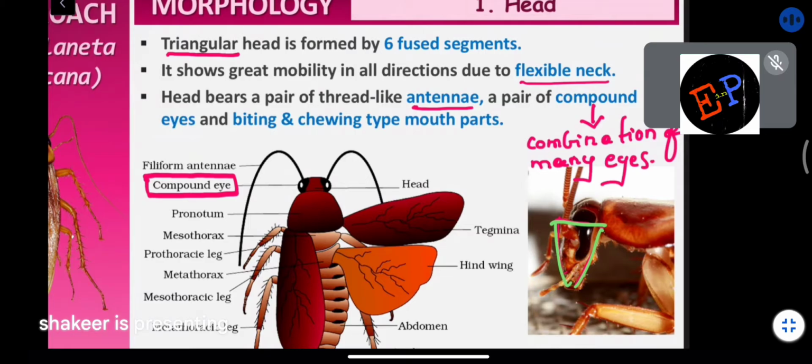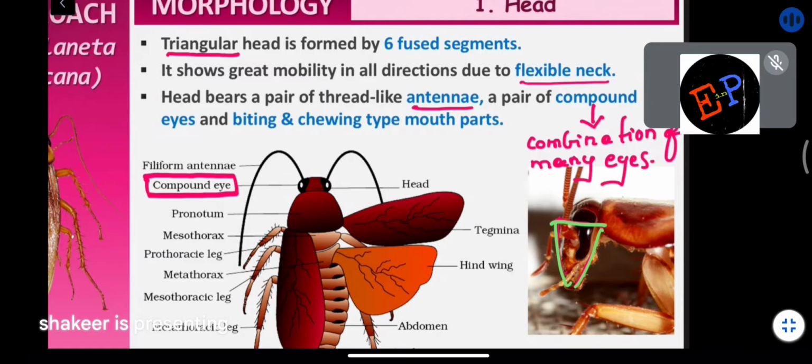Compound eyes means what? It is a combination of nearly 2000 very small eyes. In human eyes, we have only a single eye. We have a single iris, a single set of ciliary muscles, a single lens. But in the case of cockroaches, it is a combination of 2000 eyes, and these 2000 eyes function together as a single eye.